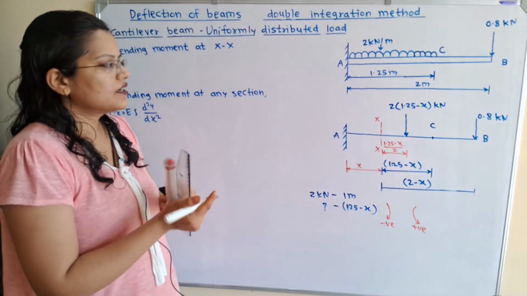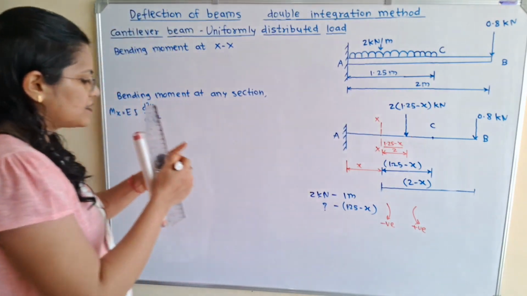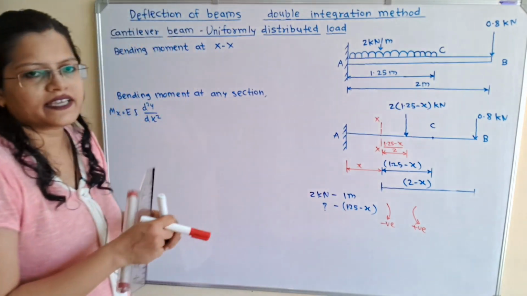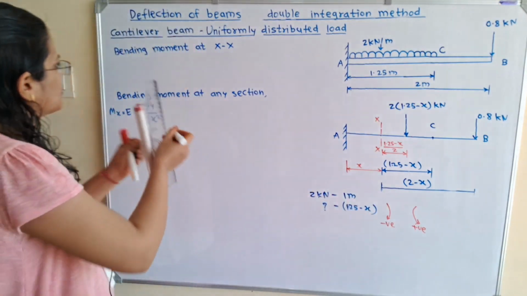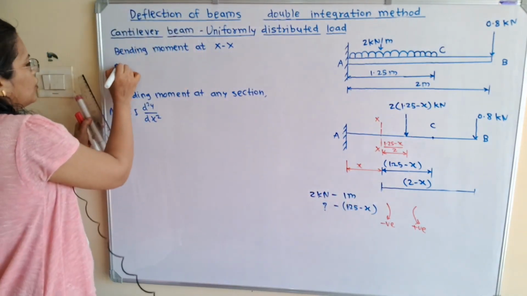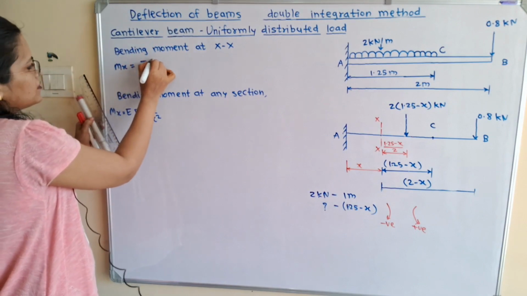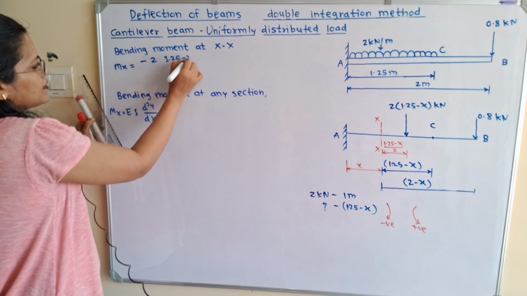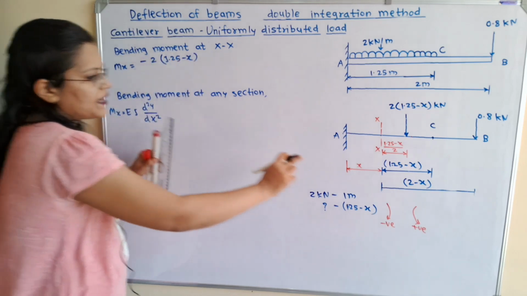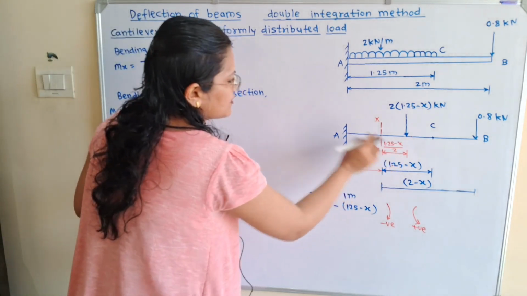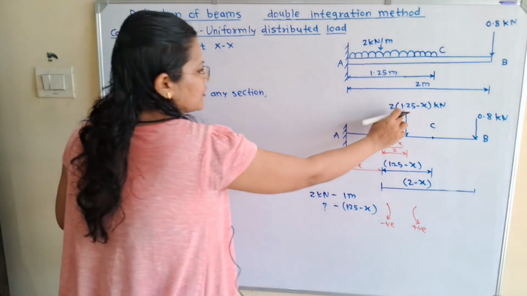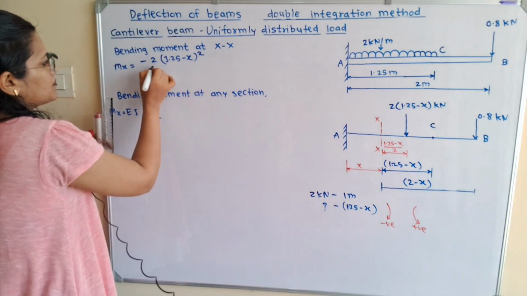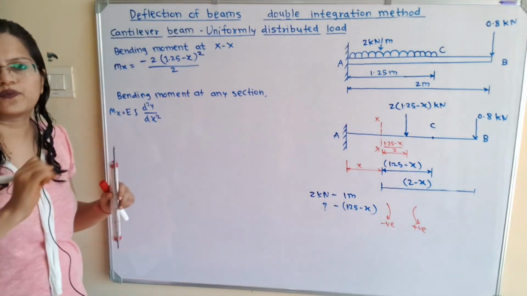Now we will calculate this. So I will take this load, that is 2 into 1.25 minus x, and because of this clockwise direction we will take the negative sign. So Mx is equal to minus 2 into 1.25 minus x multiplied by 1.25 minus x by 2. So this 1.25 minus x and 1.25 minus x will become square divided by 2.